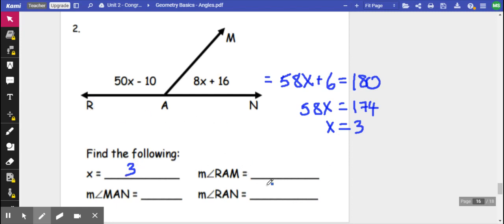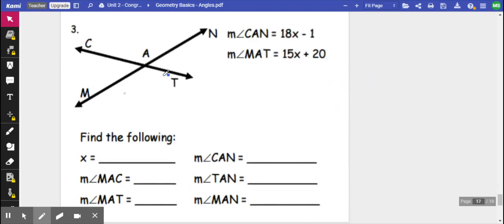We know RAN is just a straight line. It is 180 degrees. We can use our x equals 3 in angle MAN, because 8 times 3 is 24. 24 plus 16 is equal to 40 degrees. So 180 minus the 40 we've already found will give us 140 degrees remaining, and we could put in x equals 3 into this one. 50 times 3 minus 10 does equal 140 degrees, so our answer was correct. And that completes problem number 2.